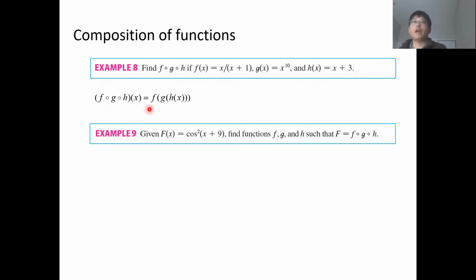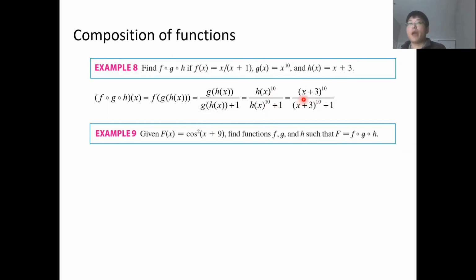This is simply going to be f of g of h of x. Now, since f sends x to x divided by x plus 1, we replace this x by g of h of x, and this is what you will get. Now for g of h of x, remember g sends x to x to the 10th power. So if you replace this x by h of x, you get h of x to the 10th power divided by h of x to the 10th power plus 1. And finally, you can plug in h of x equals x plus 3.